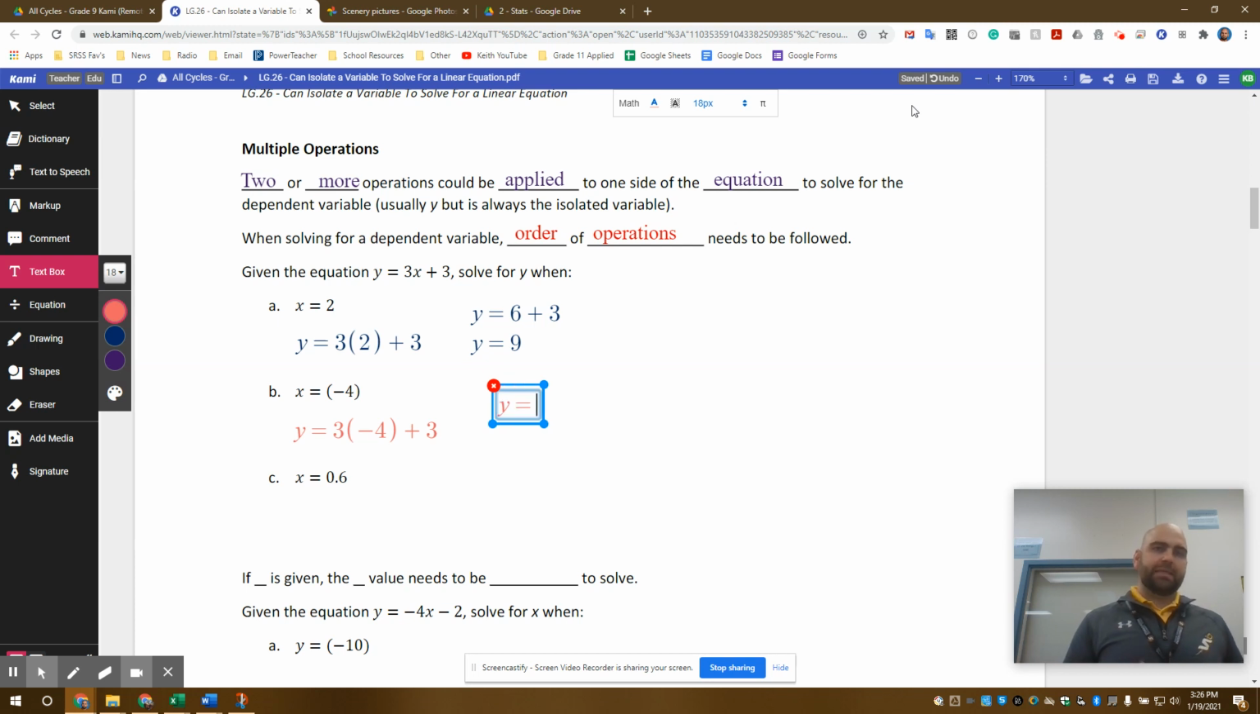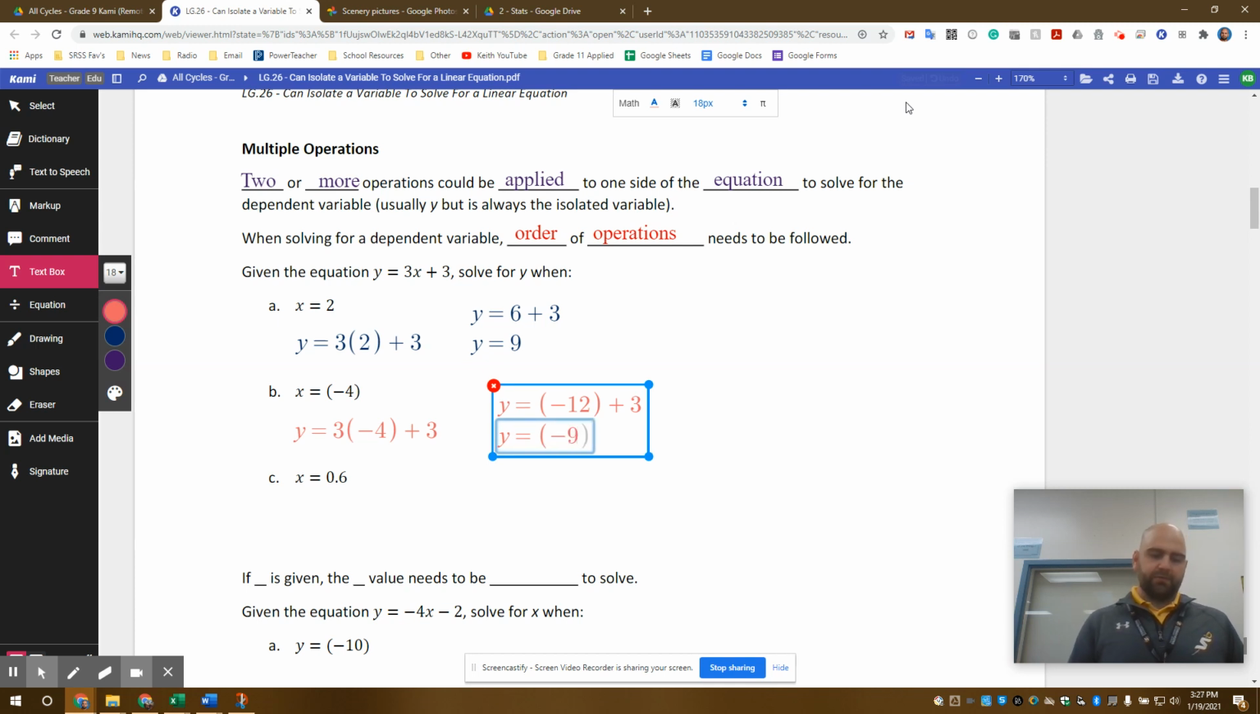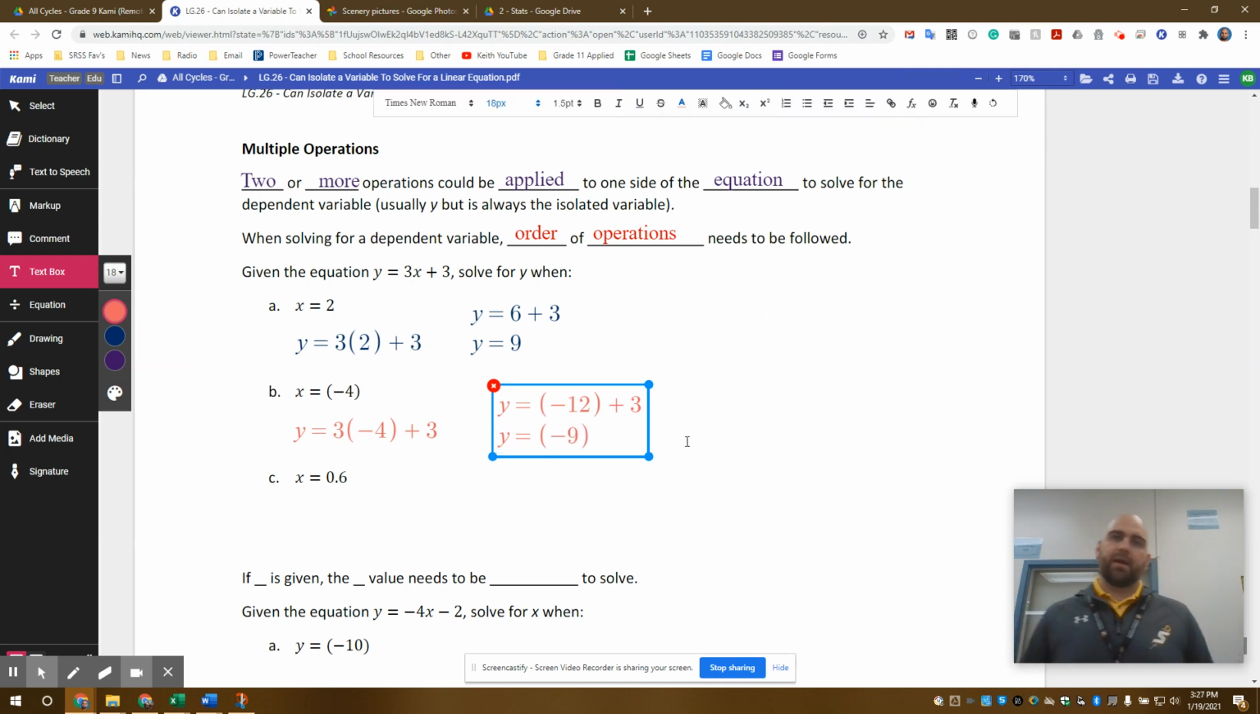So we still do 3 times -4. But in this case now, it's going to be -12, and then we're going to add 3. Okay, so we're still going to add 3 afterwards. And when we add 3 to -12, this is -9. And so that would become our final answer.